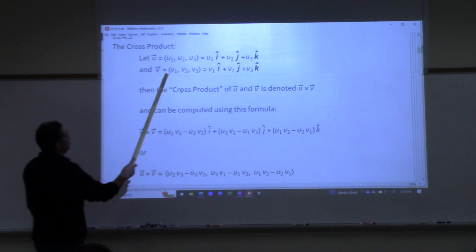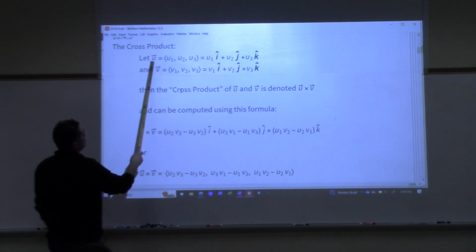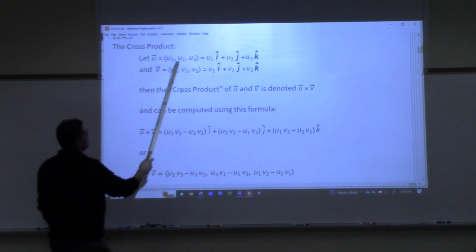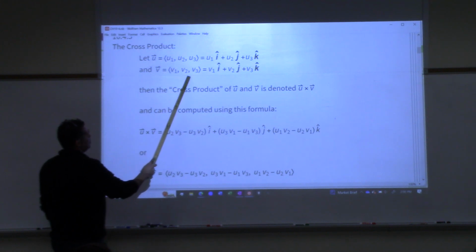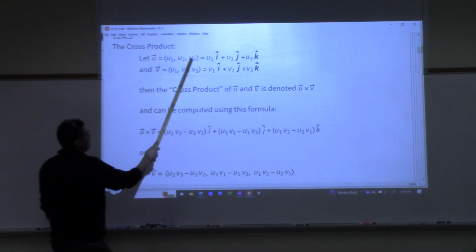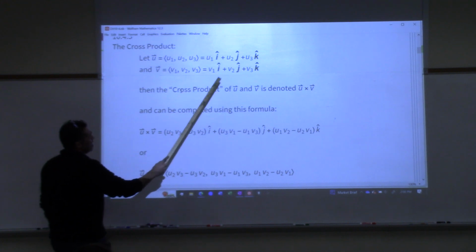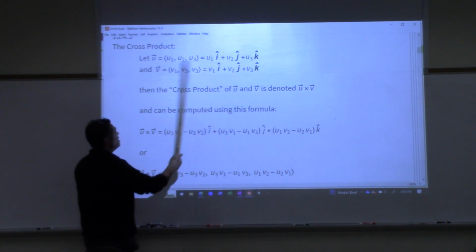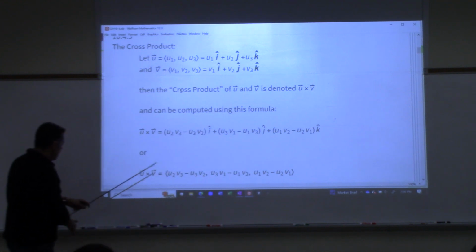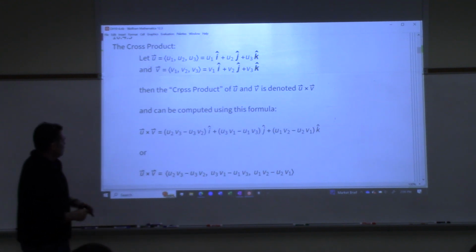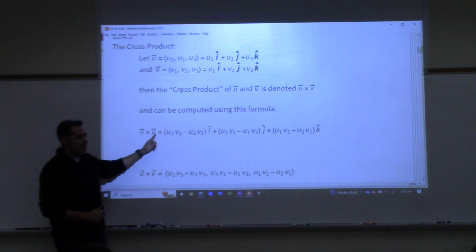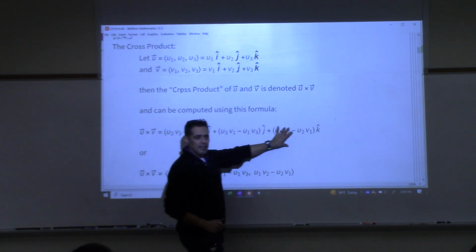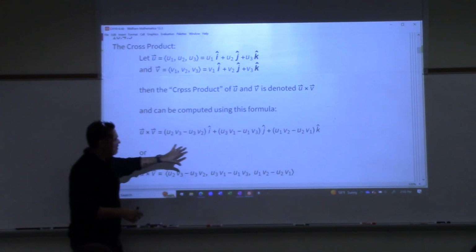For now, here's the definition. Take a vector u, 3 components, u1, u2, u3. Take a vector v, v1, v2, v3. This is the angle bracket notation. This is the i hat, j hat, k hat notation that we talked about a little bit last class. Doesn't matter, you have a vector, right? And here's the formula for u cross v. Nasty, right? Nasty. If you want to memorize it, go for it.